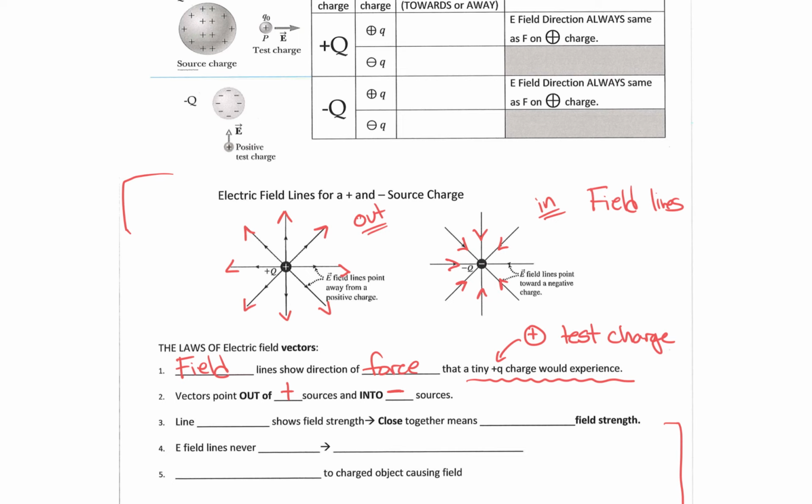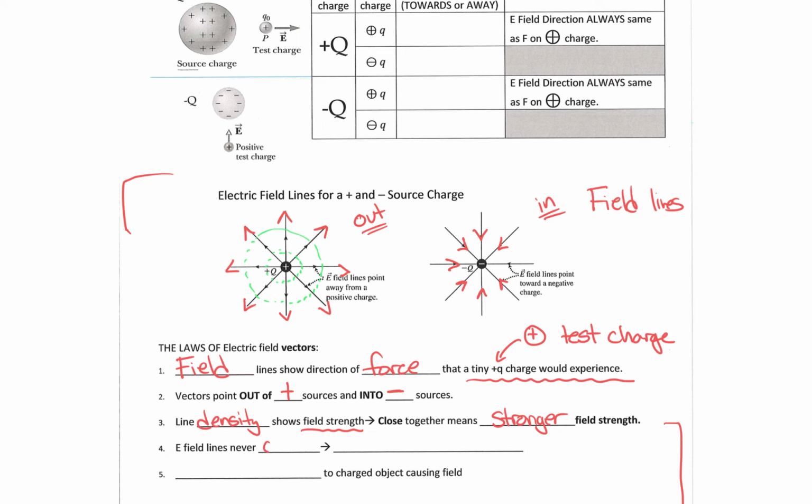So the line density, how close the lines are together, shows how strong the field is. Close to the source, the lines are closer together than at this position, where the lines are farther spread apart. So the closer the lines are, the stronger the electric field. Close together means stronger.